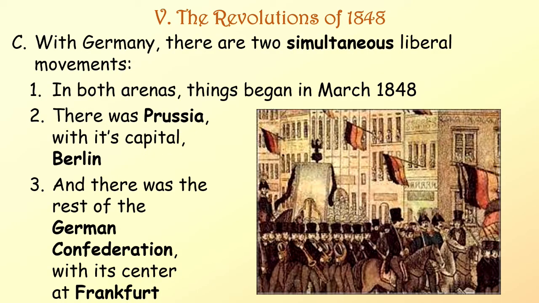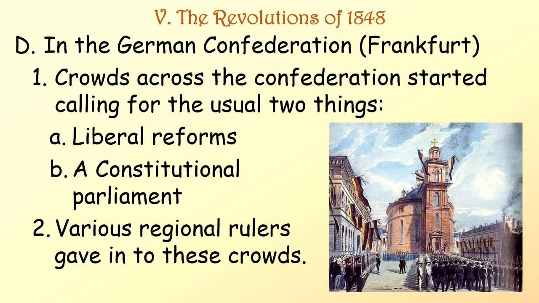With Germany, there were two simultaneous liberal movements. In both arenas, things began in March 1848. There was Prussia with its capital, Berlin, and there was the rest of the German Confederation with its center at Frankfurt. In the German Confederation over in the city of Frankfurt, crowds across the Confederation started calling for the usual two things, liberal reforms and a constitutional parliament. And various regional rulers within the German Confederation gave in to these crowds.